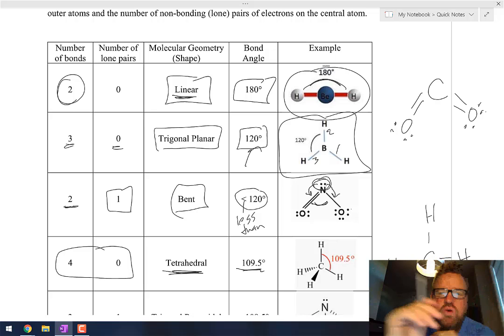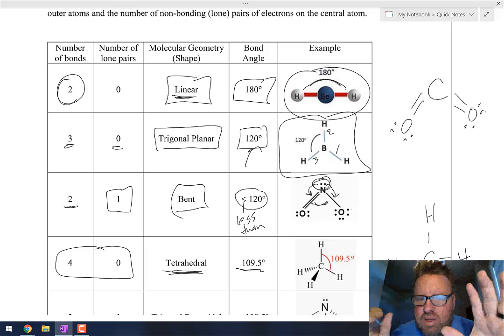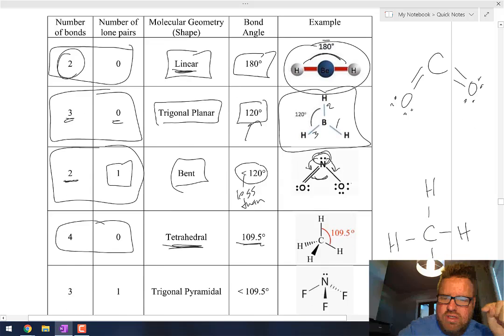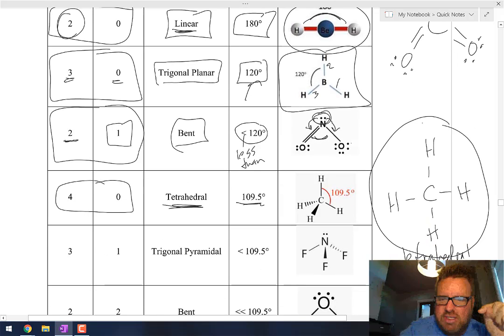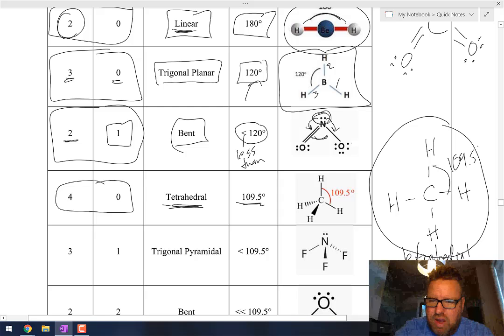You can draw these Lewis electron dot diagrams with whatever angles you want, okay? But the real angle is based on the number of bonds and the number of lone pairs. Okay, this absolutely is a tetrahedral shape, even though I drew it like it's on a flat 2D surface. The bond angles absolutely are 109.5 degrees.